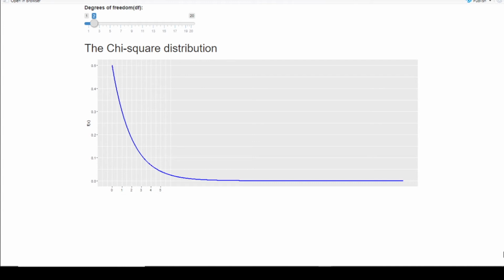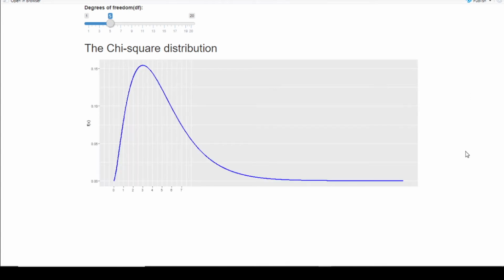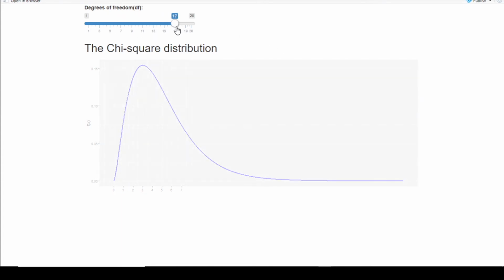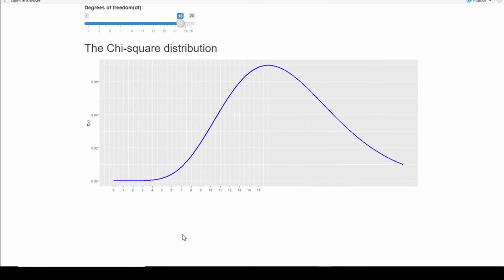To see how it will change if we change the degrees of freedom, we can increase the degrees of freedom. So for 5 degrees of freedom, you can see what the shape of the chi-square distribution looks like, and we can increase the degrees of freedom even further. For higher degrees of freedom, you can see that the distribution becomes more and more symmetrical and less positively skewed.